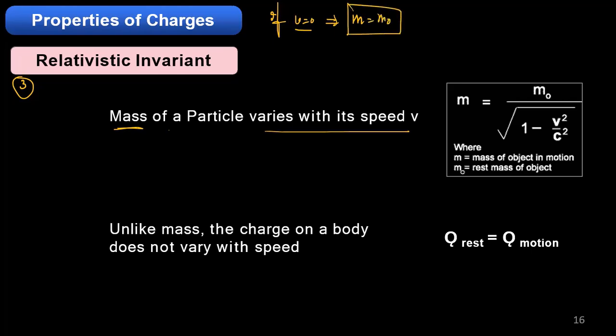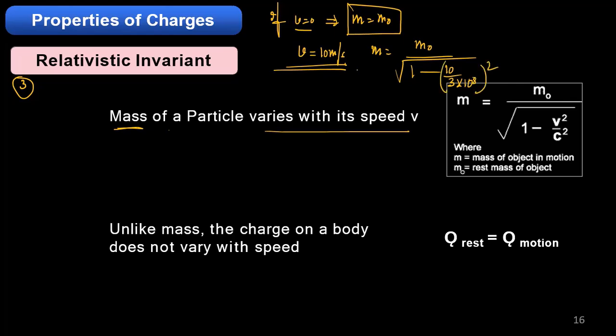So whenever the particle is at rest, what is the mass? That mass is m naught. Now let us say the particle is moving, with v equal to 10 meter per second. If the particle is moving 10 meter per second, then what is the mass? m should be equal to m naught divided by the square root of 1 minus 10 divided by 3 into 10 to the power 8, the speed of light, whole square.